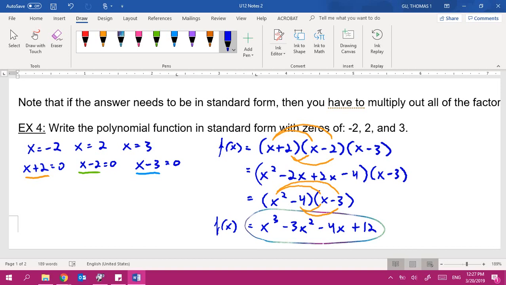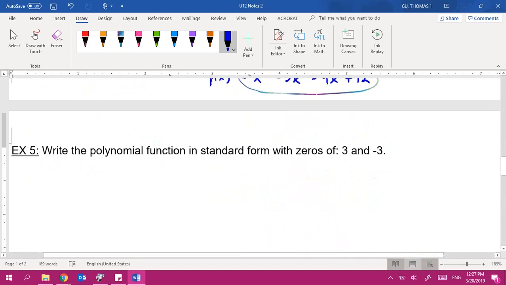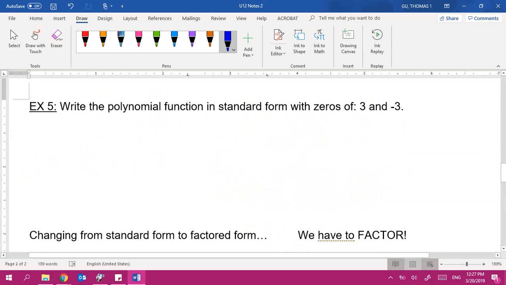Let's do one more to make sure we get the hang of this. This one's shorter, though, because there's only 2 zeros. Guide me through the steps. What would you write from beginning to finish? X equals 3. X equals negative 3. Then?